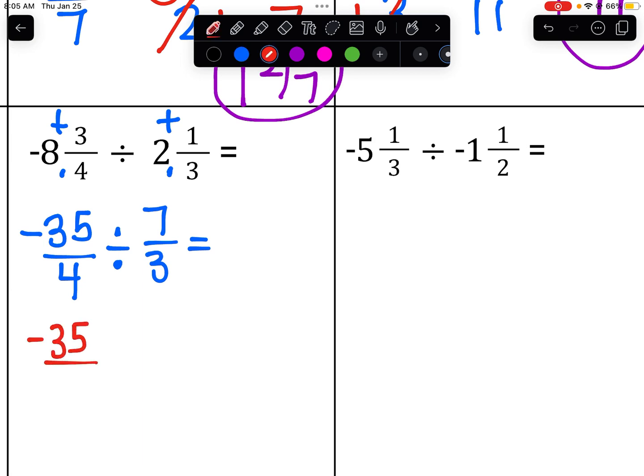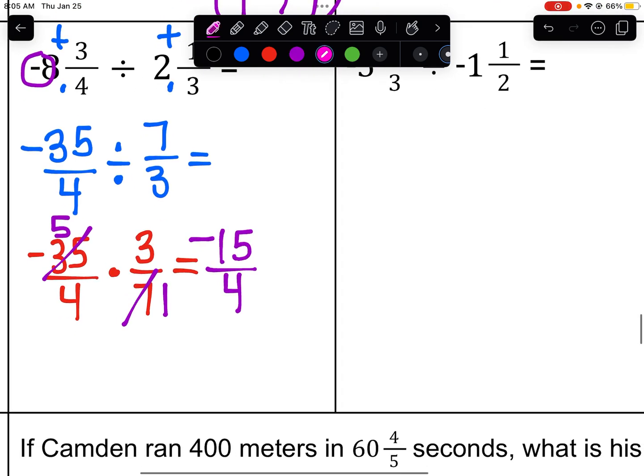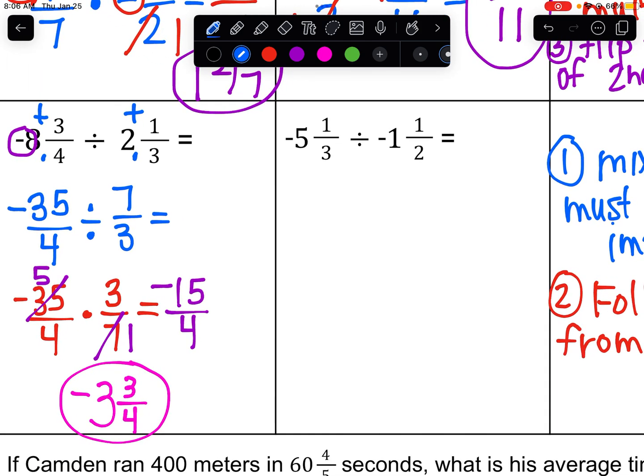I'm going to keep, I'm going to change to multiplication, and I'm going to go with the flipped version, the reciprocal, and I'm going to look for any simplification. And I have it. 7 goes into 7 once. 7 goes into 35 5 times. So 5 times 3 is 15. 4 times 1 is 4. Don't forget about that 1 negative sign. Bring it on over. And then I can go 4 goes into 15 3 times total, whole number. And that leaves me 3 left over 4. So -3 3/4. Go ahead and pause and try one on your own, and then come back to the video to check.